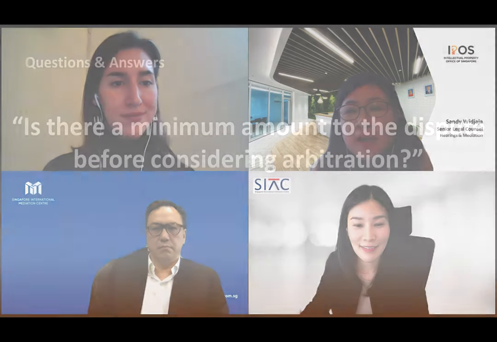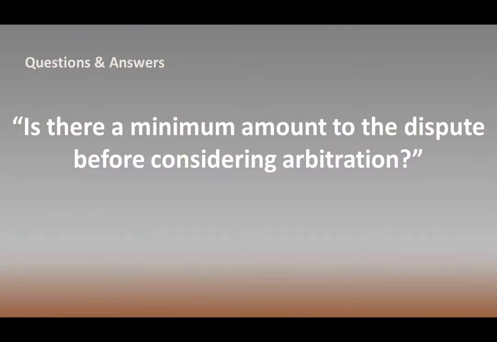Okay, Adriana, actually I have a question here. Since you're talking about cost, is there a minimum amount to the dispute before considering arbitration? There's no minimum amount. So we accept even very low value disputes.